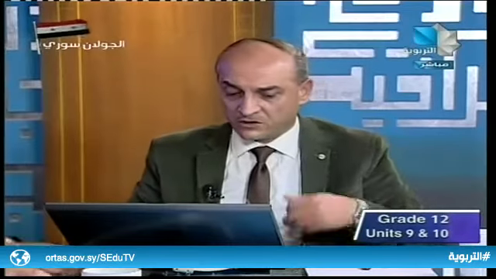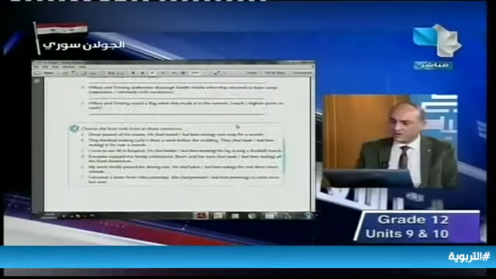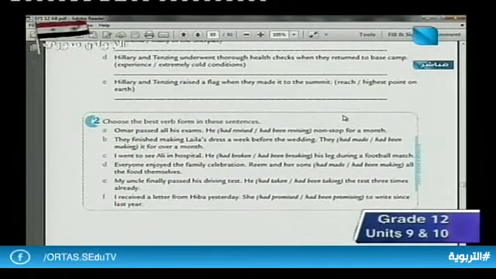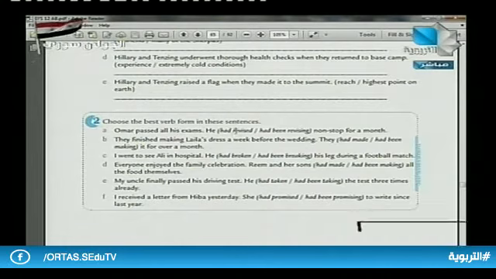And also, Mr. Russell, we can do an exercise. Of course. I think it's in the activity book, at page 63. Yes, page 63, exercise 2. I think this exercise is very good. It summarizes everything. Choose the best verb form in these sentences.